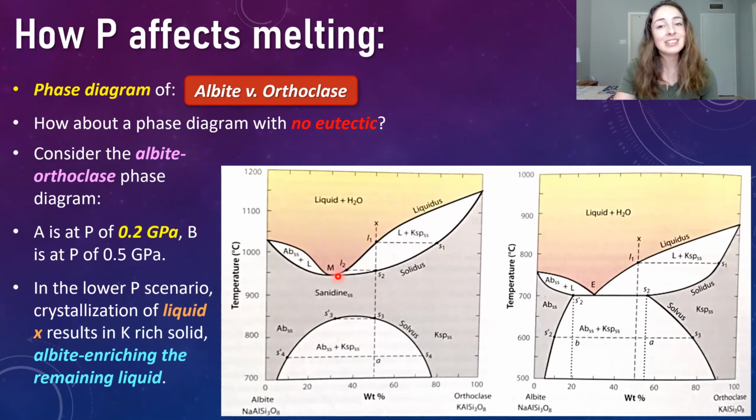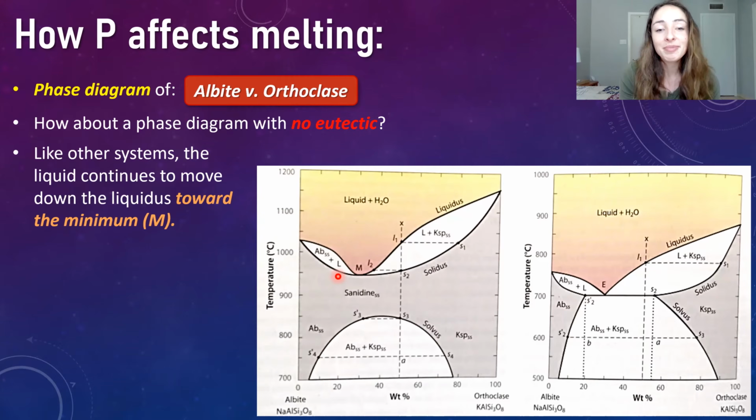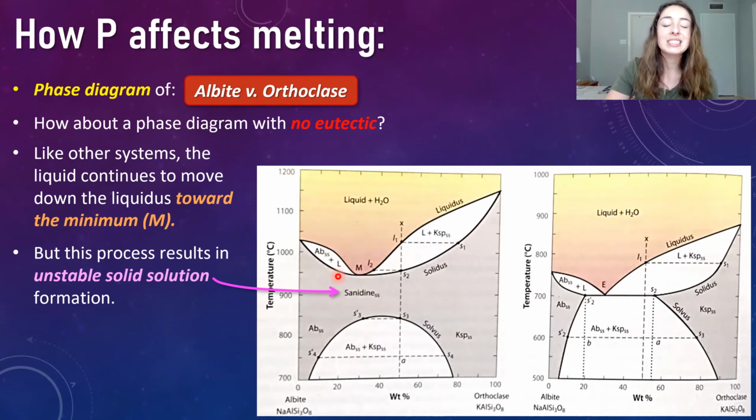What's M and why isn't it the eutectic? So M stands for minimum. Like the other systems, the liquid follows the liquidus to a minimum, and in this case, it's actually labeled minimum rather than eutectic because it's not in contact with a stable solid resultant like we saw on the previous slide. What do I mean by this?